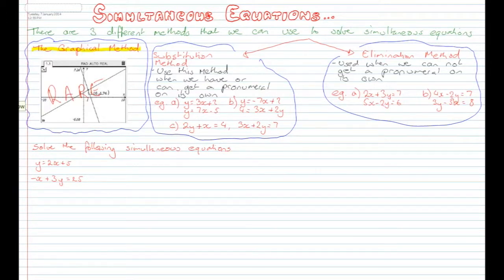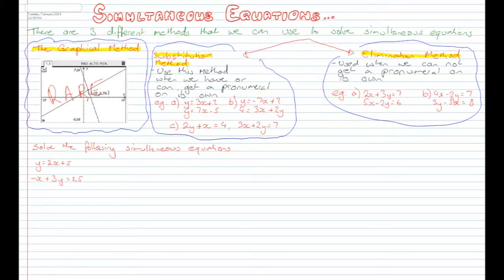Now, to solve simultaneous equations algebraically, there's two other methods. We've got the substitution method that you can see here, and the elimination method. Both methods will work quite well, but sometimes it's better to use the substitution method over the elimination method. The easiest way to tell is basically to use this method when we have or can get a pronumeral on its own.